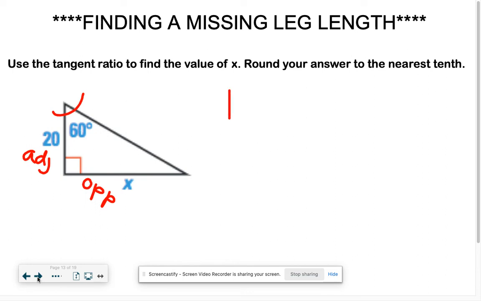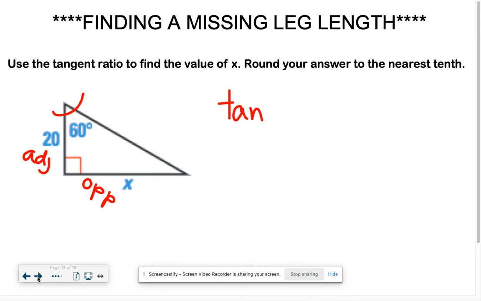Isn't the long way adjacent? Nope, the adjacent one is just always next to the angle you mark. It might be the long side or the short one. It doesn't really matter. So now we can write the tangent.